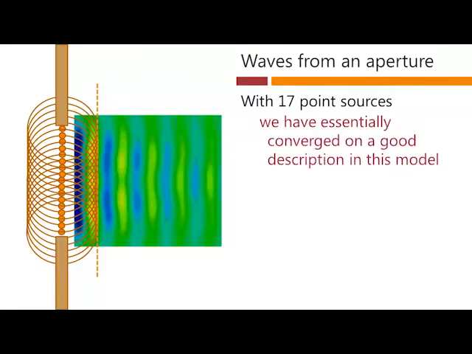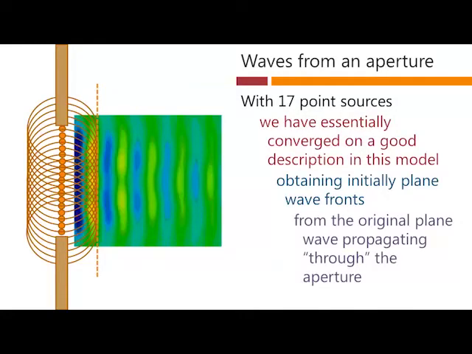And there's no point in putting in more sources here, at least on the level of the graphics that we have. It doesn't make any more difference. So we've essentially converged on a good description in this model. And we're obtaining our initially plane wave fronts, at least here, as if the wave was propagating through the aperture.